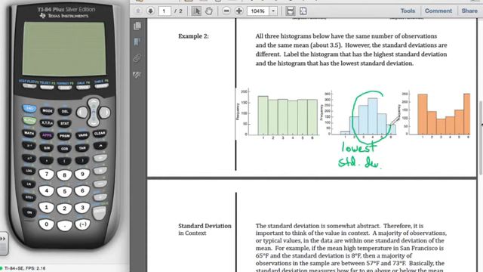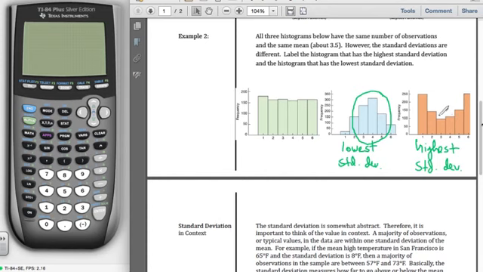It is more clustered toward the middle. It's not spreading its way out to the edges, but most are in these middle 4 bars. The one with the highest standard deviation out of these 3 would be the one in orange, the one on the far right. That's because it's the most spread out.